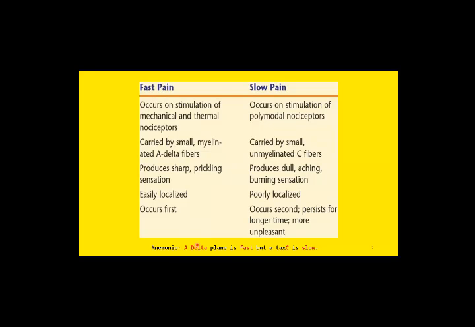A delta fibers have greater diameter. C fibers have smaller diameter. A delta fibers have greater conduction velocity, and the conduction velocity for C fibers is relatively slow. Remember, conduction velocity is directly proportional to the diameter of the nerve fiber. Greater the diameter, greater will be the conduction velocity, and vice versa.